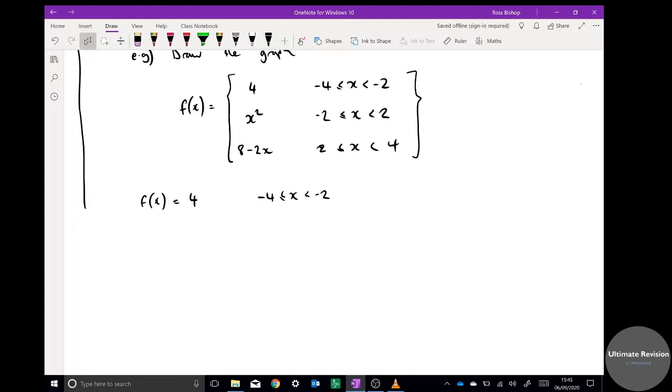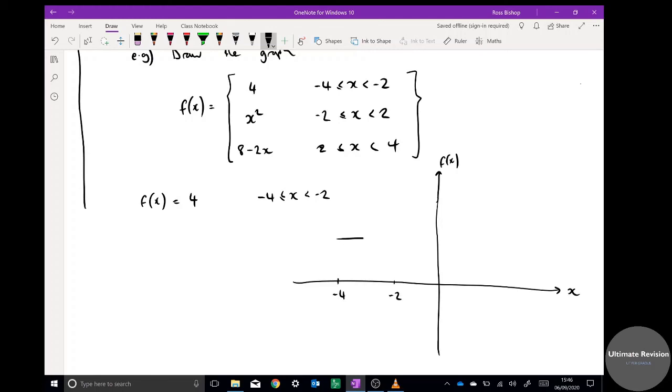Okay, so between those two values of x, the graph is just f(x) equals 4. Or if you want to think about it, it's basically y equals 4. So I can draw straight in there f(x), same as y, between minus 4 and minus 2. Remember, f(x) equals 4, that's just a straight line that passes at 4. Okay, so I just draw that bit of the graph and I stop between those two.